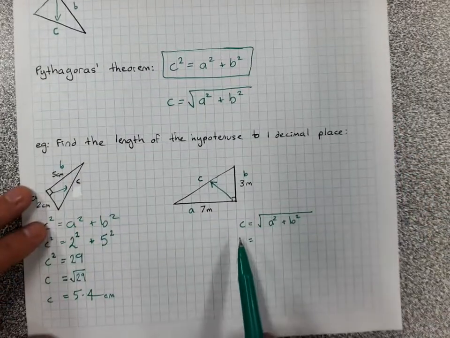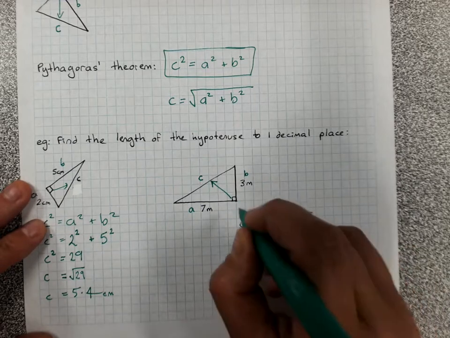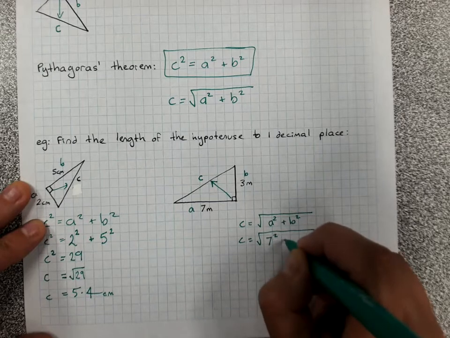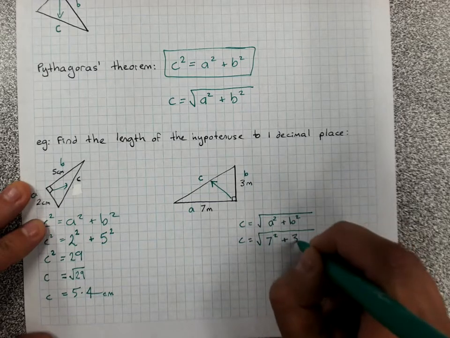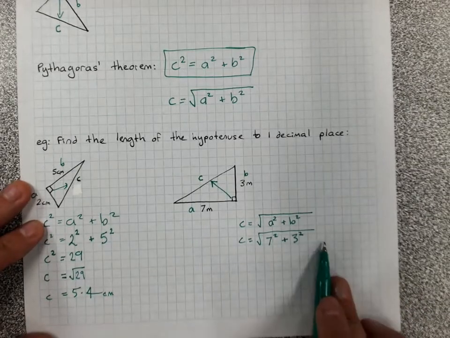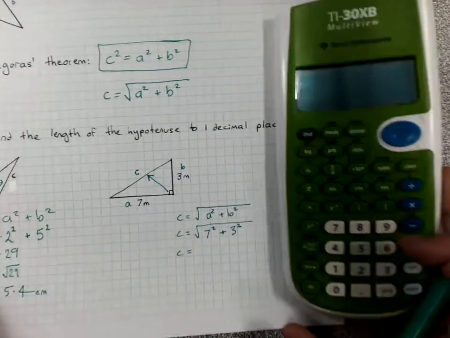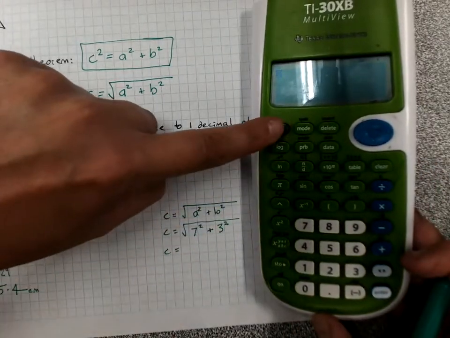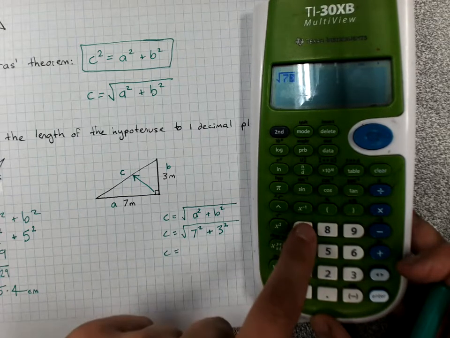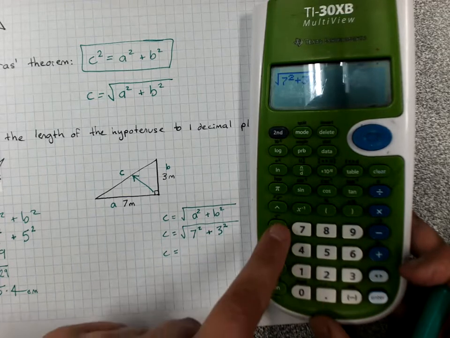Substitute your values. I don't know C, but I know A is 7, so that will be 7 squared, plus B is 3, so it will be 3 squared. Now at that point, you can type the whole thing into your calculator. C equals, but we've got to get it right. Second function and square root, 7 squared plus 3 squared.